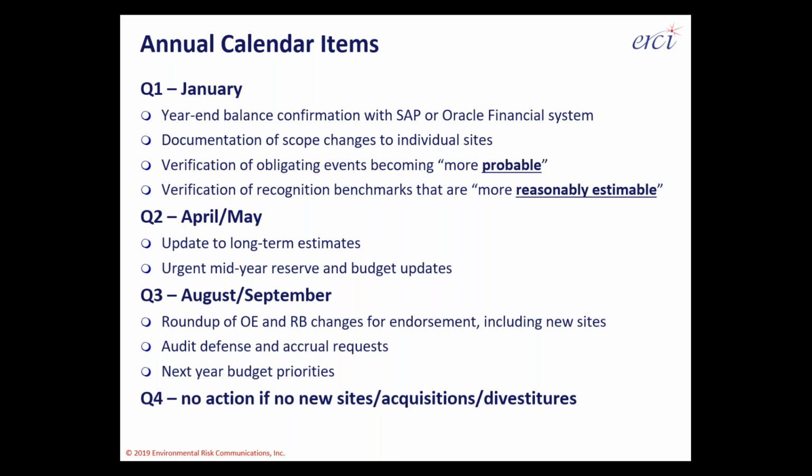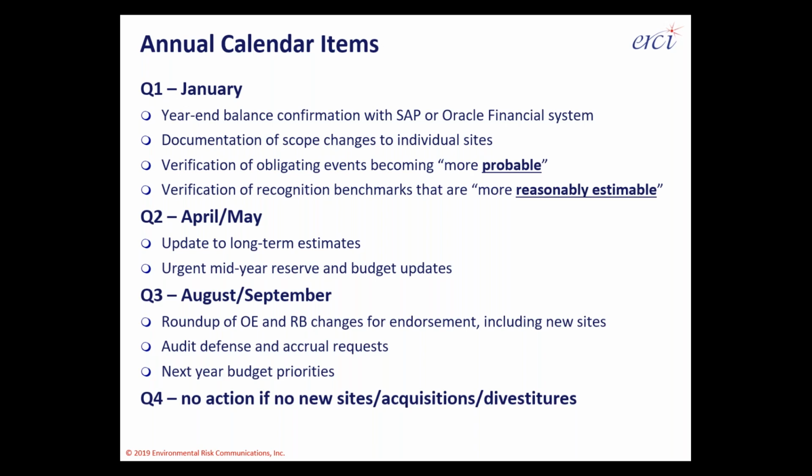And there'll be changes that are submitted for endorsement, not finalized, but submitted for endorsement, including any new sites that may have come into the portfolio in the preceding quarter or two. An audit defense and accrual requests will normally come in and be scheduled in the August-September timeframe for roughly the following 90 days. And then budget priorities for the following calendar year are usually set in that time span as well. Q4 is usually pretty quiet unless there's, of course, an audit defense or an auditing activity.